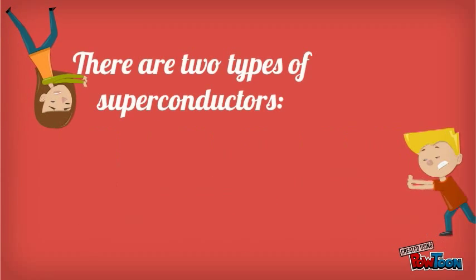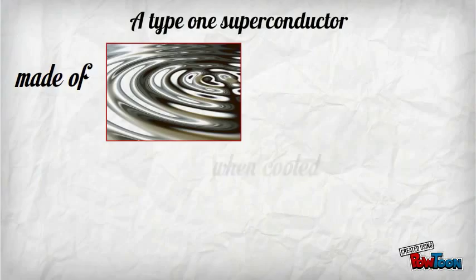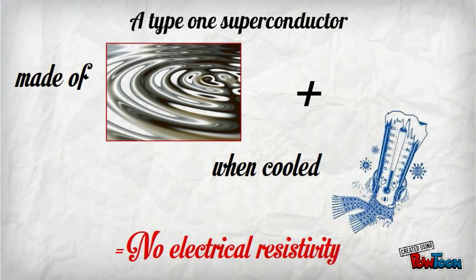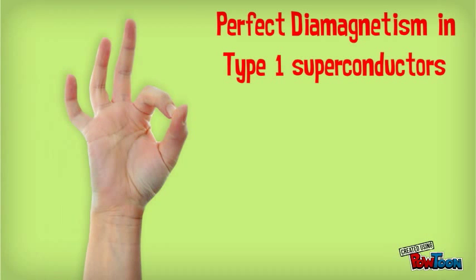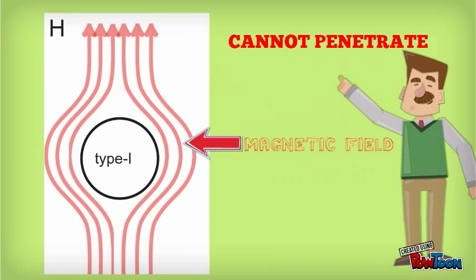There are two types of superconductors, type 1 and type 2. A type 1 superconductor is usually made of a cool metal, which when cooled below its critical temperature exhibits zero electrical resistivity and displays perfect diamagnetism, meaning magnetic fields cannot penetrate it while it is in a superconducting state.